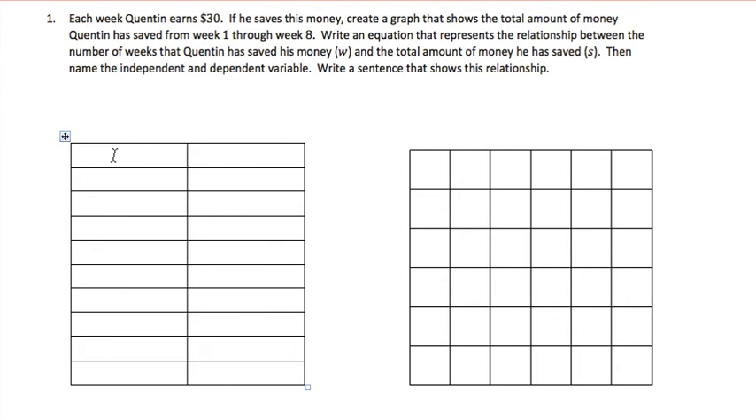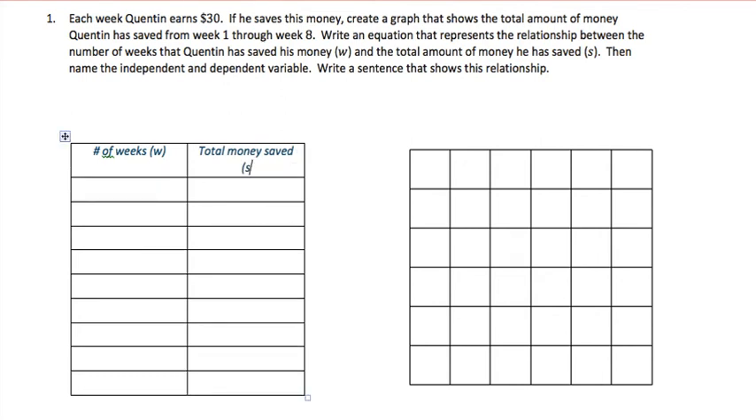So in our table, our independent variable would clearly be the number of weeks. And that'll be represented by W. The dependent variable then would be the total amount of money saved, which will be represented by S. And S is equal to 30 times the number of weeks.